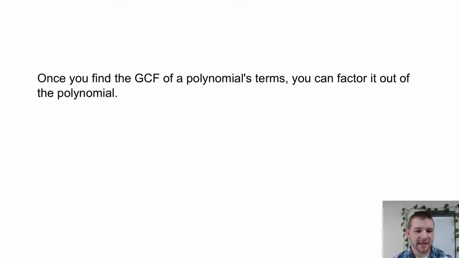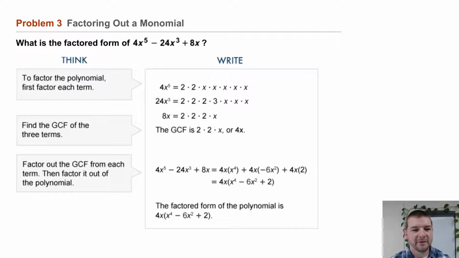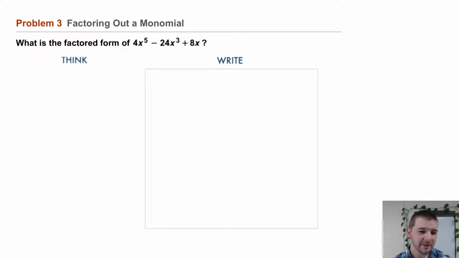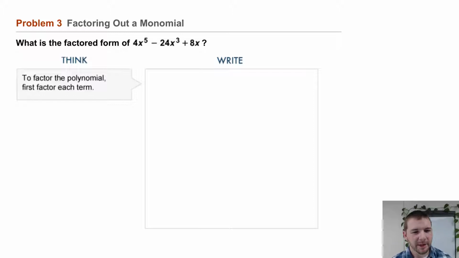Once you find the GCF of a polynomial's terms, you can factor it out of the polynomial. Problem 3, factoring out a monomial. What is the factored form of 4x to the fifth minus 24x cubed plus 8x? We're going to see what we might think on the left, and in turn what we would write on the right. First, think: to factor the polynomial, first factor each term.